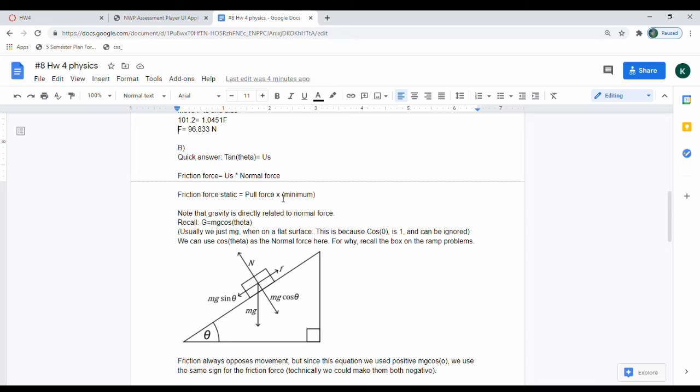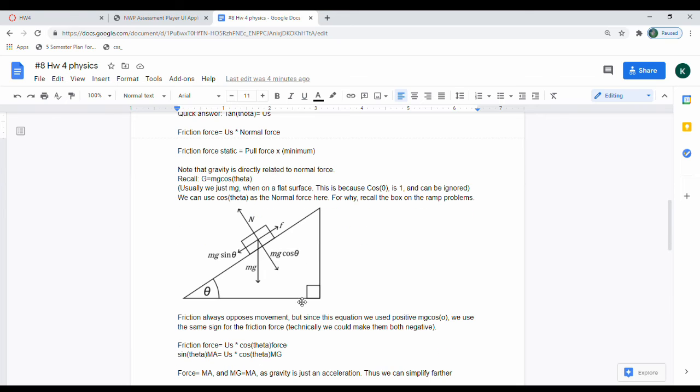So in normal force, remember that normal force is directly related to gravity. And for gravity, you may remember it as mg. But technically, the normal force is mg cosine theta. Just look at our box and ramp problems for that. The reason why we often don't say the cosine theta is because on flat ground, theta is 0 and cosine 0 is 1. But this is actually very important to remember because in this case we're pulling up.